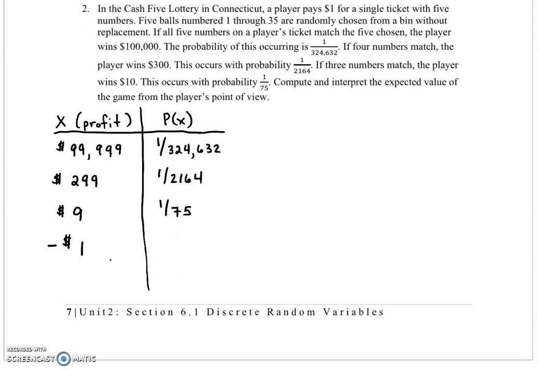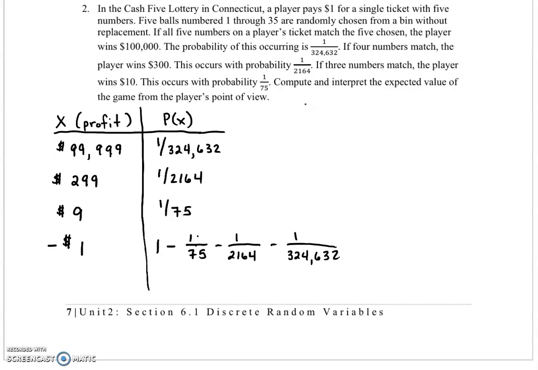How do we figure out the probability of losing our money? Well, this is another complement problem, so it's going to be 1 minus the other 3 probabilities. So 1 minus 1 over 75 minus 1 over 2164 minus 1 over 324,632.